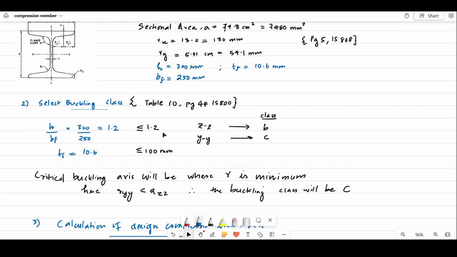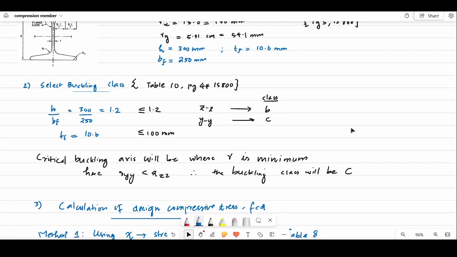Now this is less than or equal to 1.2. What about the thickness of the flange, which is 10.6? So this is less than 100. So we have to select the second row, where two axes are given for the condition H by BF less than or equal to 1.2 and TF less than 100. For the ZZ axis it will be buckling class B, and for the YY axis it will be buckling class C. So there is a strong axis and a weak axis.